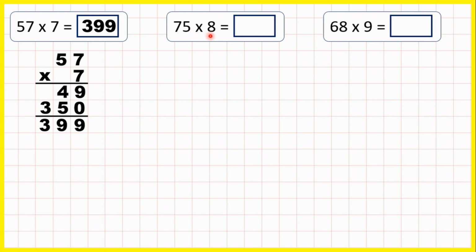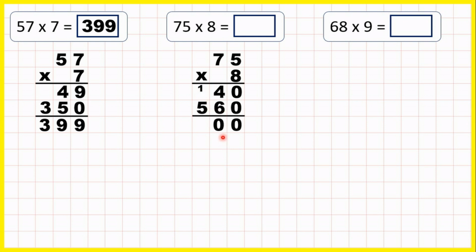Now 75 times 8. So we set the question out in the same way, and we start by multiplying our ones. 5 times 8 is 40. Then, again, really important that we remember a 0 in our second answer line, because we're multiplying by the 7 that's in our tens. So now 7 times 8 is 56, and we can add up our answer lines. 0 plus 0 is 0, 4 plus 6 is 10, so 1, 0, and 1 plus 5 is 6, so our answer is 600.